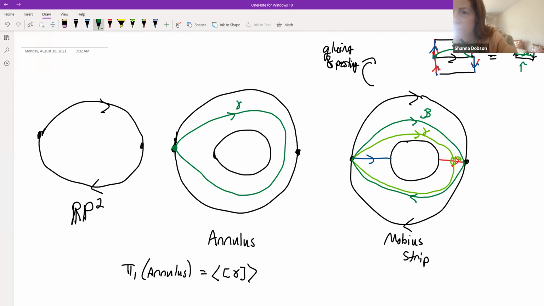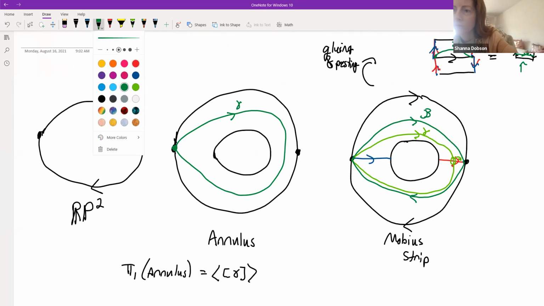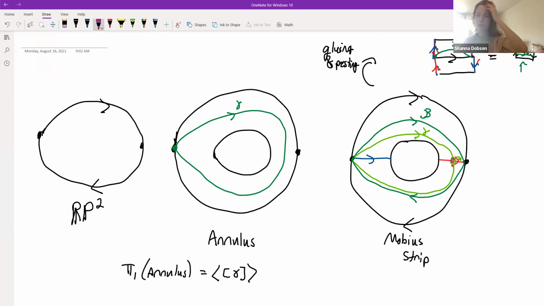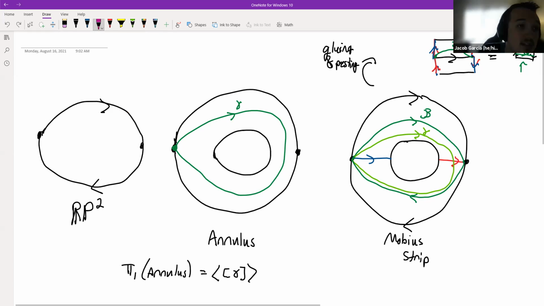Which point, Jacob? Good question. Let's see what color. Yeah, let's take this point on gamma and move it to the black point. Are you saying the green point? Oh, over there. Okay, sorry. Yeah. Is this going to erase the entire curve? Yeah, it's going to erase the entire curve, but that's fine.